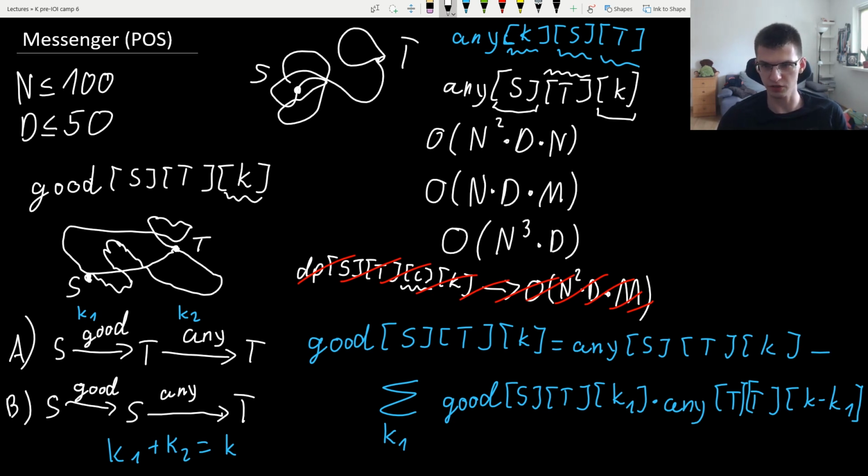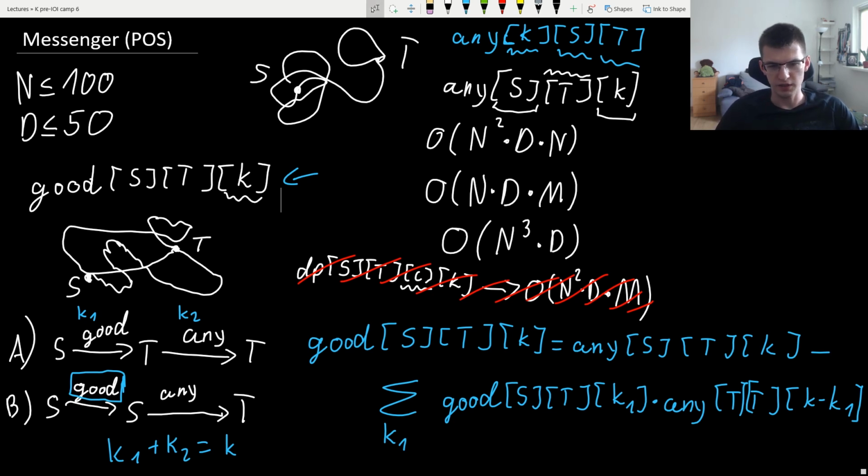Is it trickier or not to compute? Let's think. The word good here means that it doesn't visit S or T in the process. So we cannot just use good from S to S, because that would just forbid vertex S itself. We need array good from S to T just computed for vertex S, the number of paths from S to itself without visiting T in the process. Can we do that in our solution? Can we have that as maybe a third array or a part of array good?